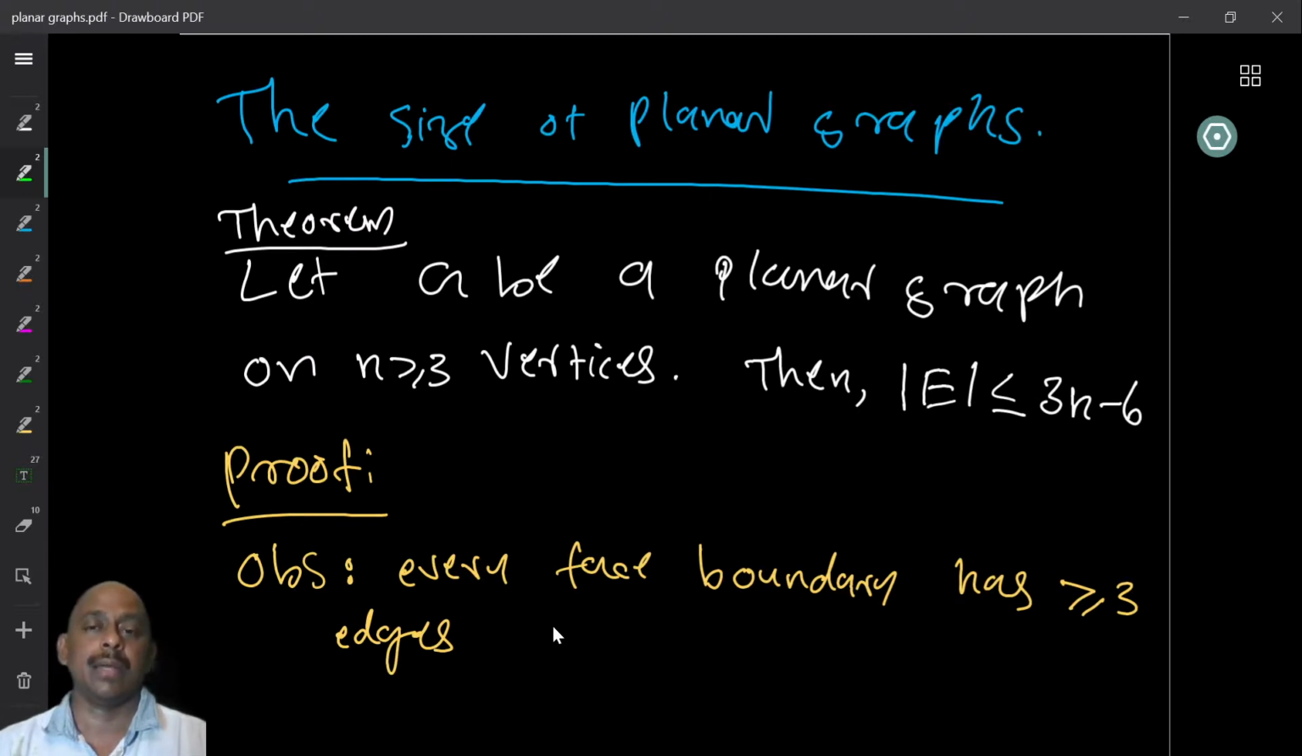in any planar graph is at most 3 times the number of vertices minus 6 for n at least 3. For n equal to 2, you have this obvious counterexample, the trivial case where you have 2 vertices, 1 edge, where the identity is slightly violated. So if n is at least 3, then the number of edges in the planar graph is at most 3 times the number of vertices minus 6. So the proof uses the observation that every face boundary has at least 3 edges.